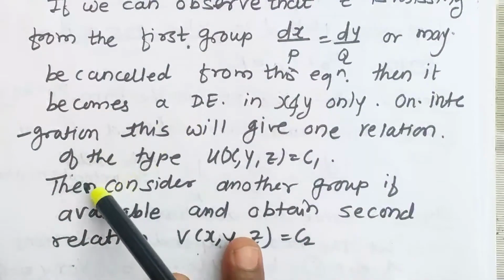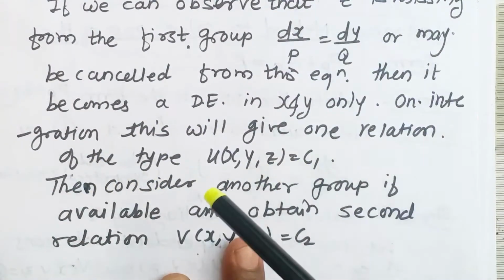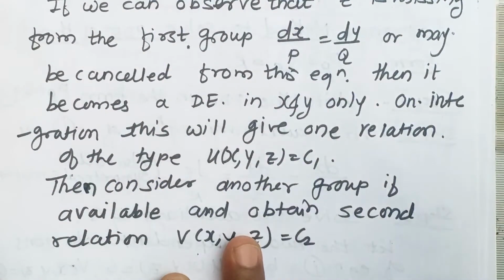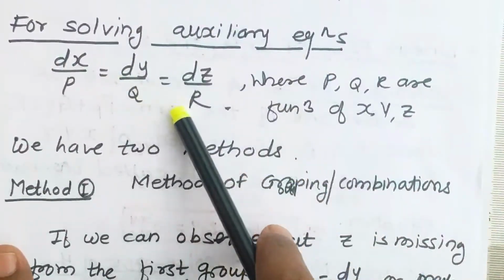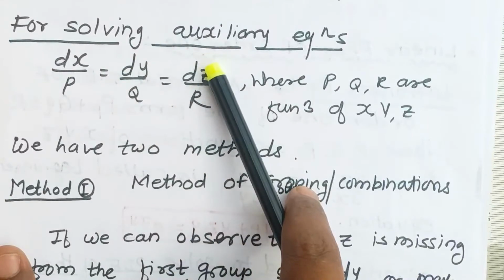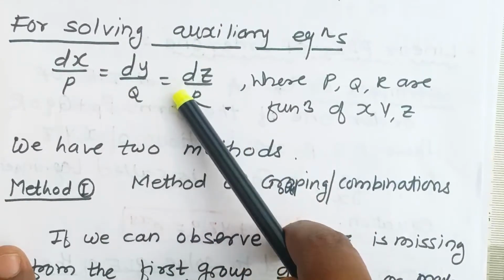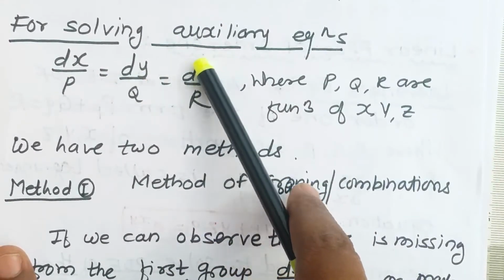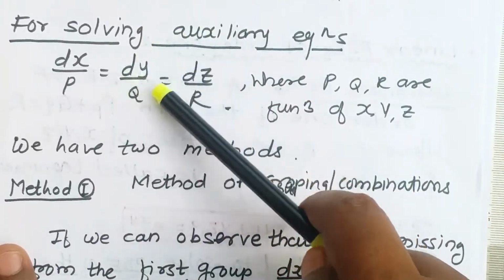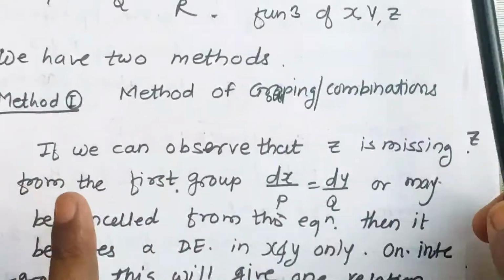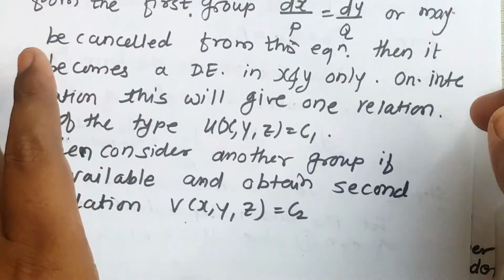So after that, we need to check whether there is another group available which will give us the variable separable form. Means if we consider the group of the last two, where dy and dz we are having, in this group x must be missing, right? Or x can be cancelled out. Okay, this situation has to be there, then only this group will give us another relation, and our task is to find two independent relations, right?